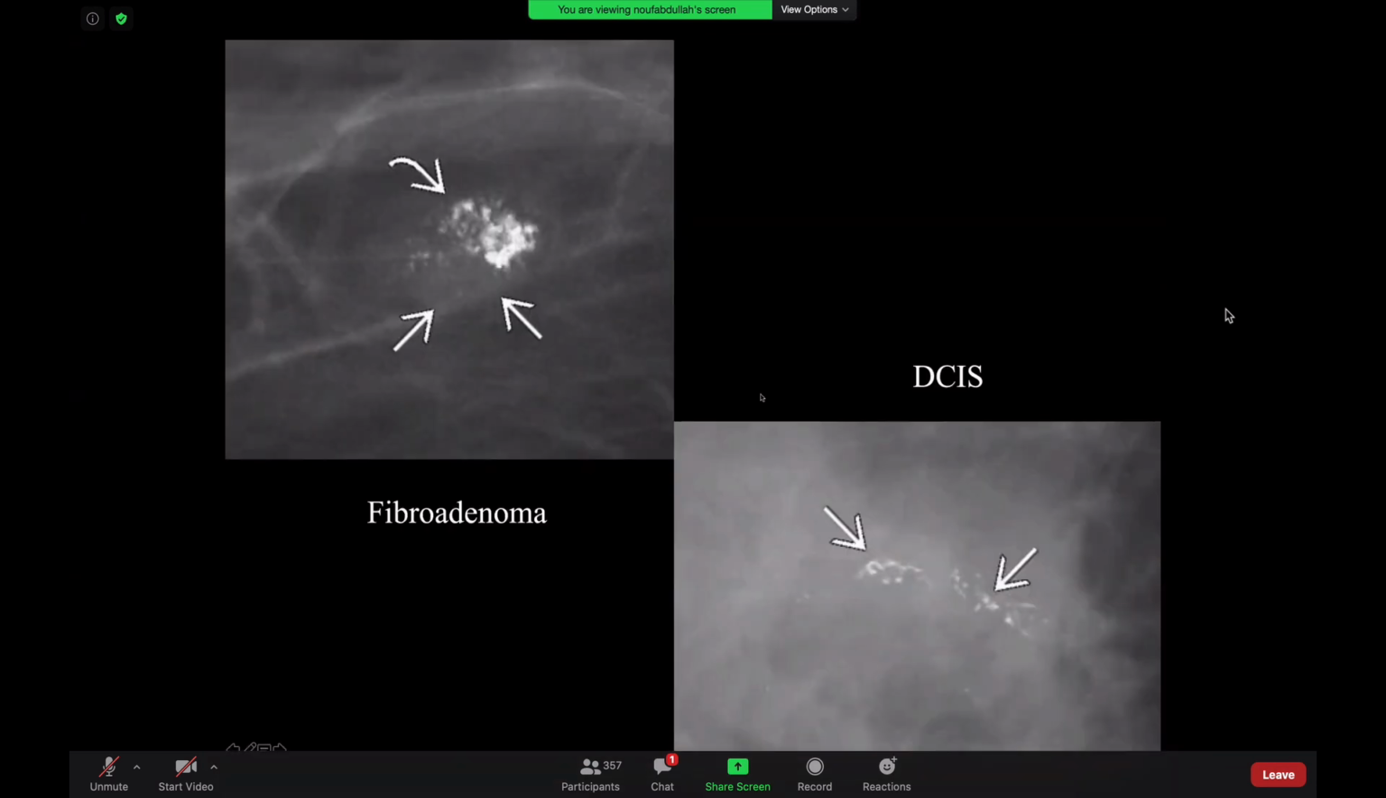So these are two examples of coarse heterogeneous microcalcification. They both have been biopsied. This one is grouped coarse heterogeneous, turned out to be calcified fibroadenoma. This is coarse heterogeneous in a slightly linear distribution, turned out to be ductal carcinoma in situ.